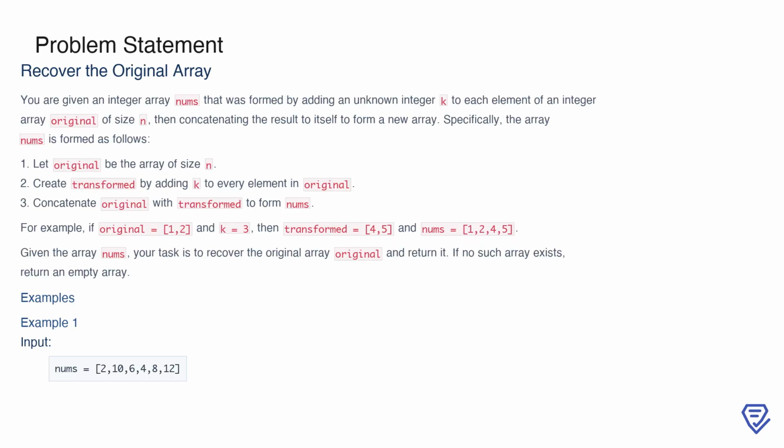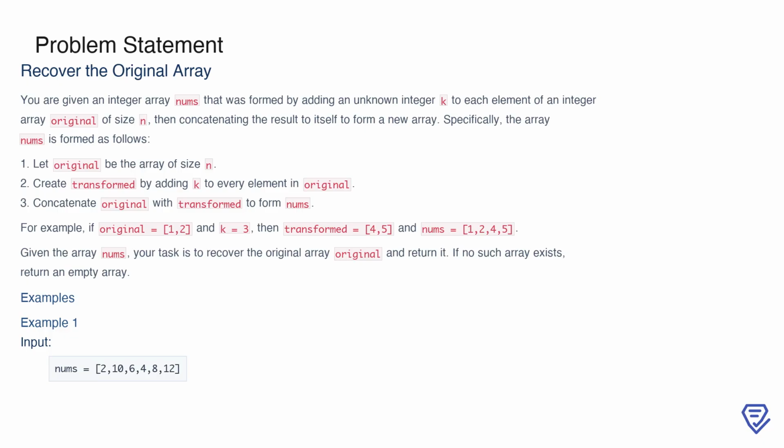In this problem, we are given an integer array called nums. This array was created by taking another array, called original, and performing a specific transformation. First, an unknown integer k is added to each element of the original array to create a new array, which we call transformed. Then, the original array is concatenated with the transformed array to form nums.